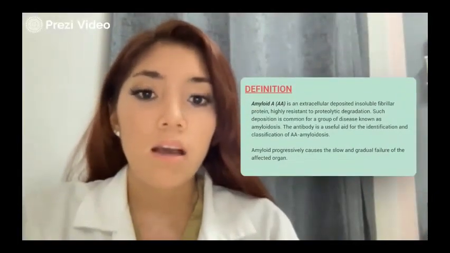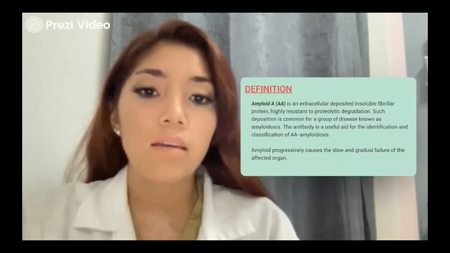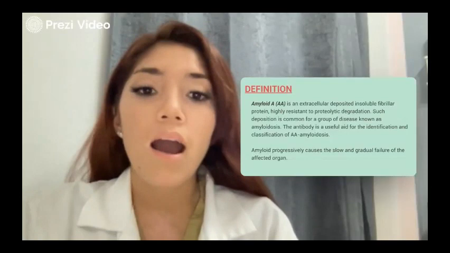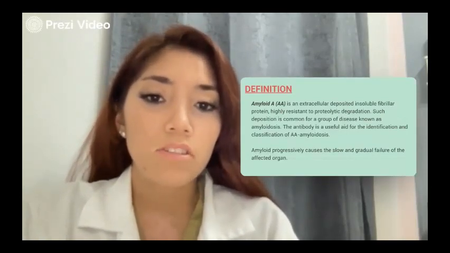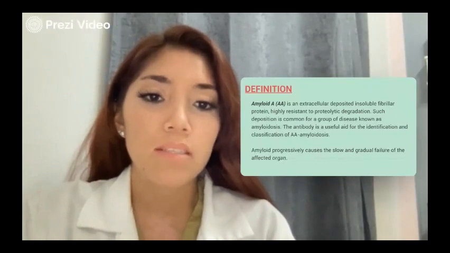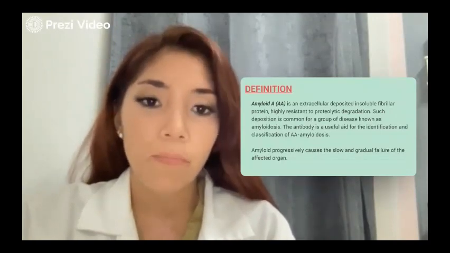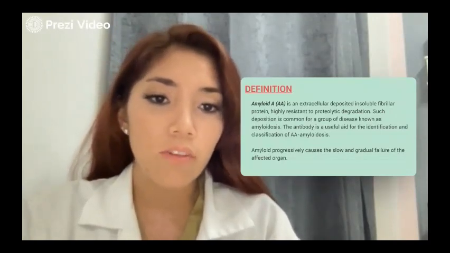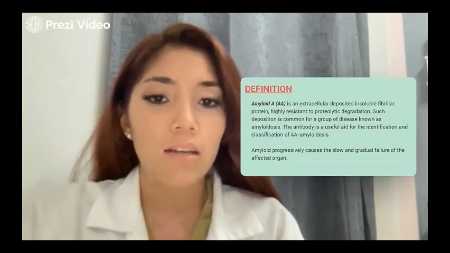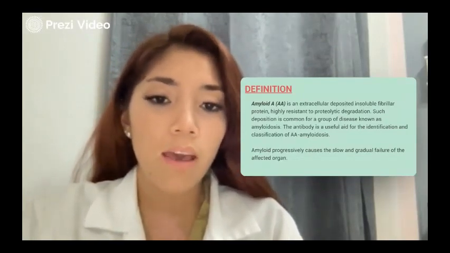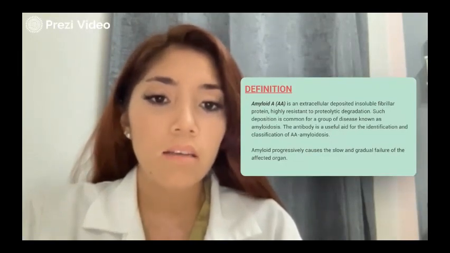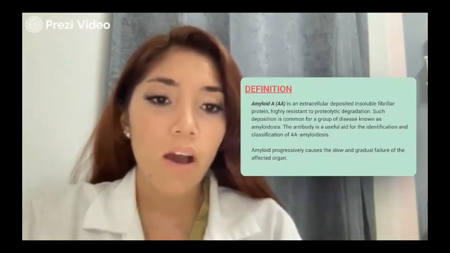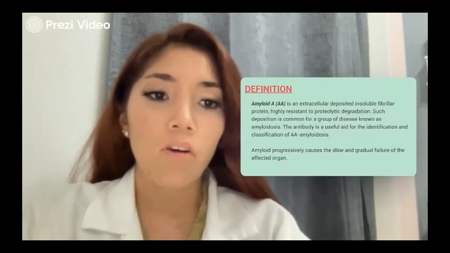The definition. Amyloid AA is an extracellular deposited insoluble fibrillar protein, highly resistant to proteolytic degradation. Such deposition is common for a group of diseases known as amyloidosis. The antibody is a useful aid for the identification and classification of AA amyloidosis. Amyloid progressively causes the slow and gradual failure of the affected organ.